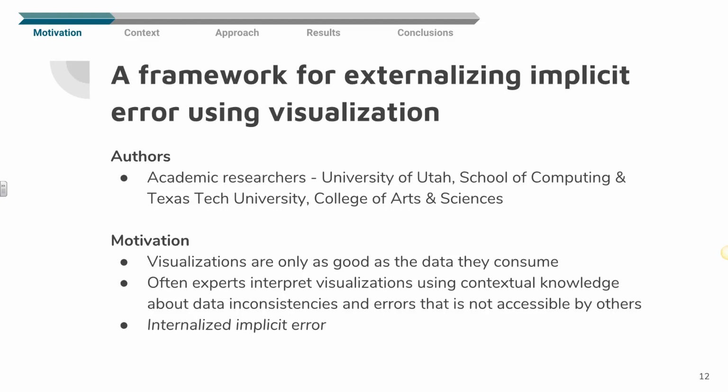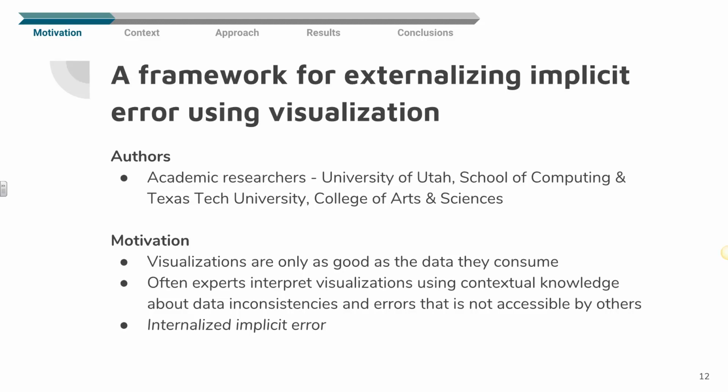So moving on to the framework for externalizing implicit error. This was done by a group of academic researchers. And the motivation for this is basically garbage in, garbage out. So visualizations are only as good as the data they consume. And it's well known that often experts will interpret visualizations by adjusting the data contextually based on their knowledge about data inconsistencies. And that knowledge is not accessible to others. They call this internalized implicit error.